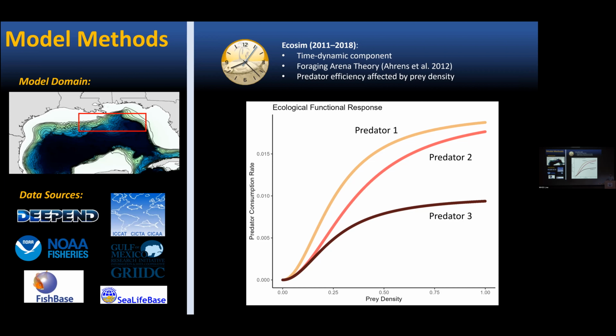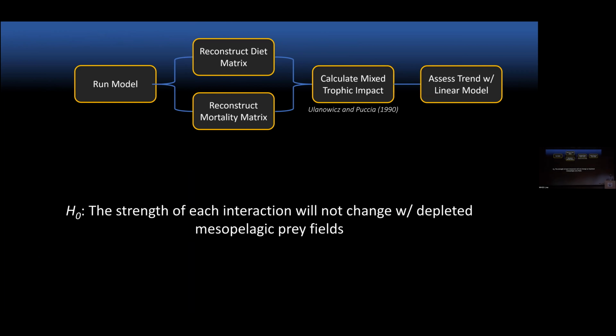Now, for our efforts, I forced the mesopelagic micronekton groups to decline to the level at which we saw in our field-derived data. And my main objective was to explore how this decline would influence individual trophic interactions. So to test this, I adapted a network analysis technique called mixed trophic impact, which quantifies the relative top-down and bottom-up impacts that each functional group has on each other, including all of your fisheries and indirect interactions. I took the model output and reconstructed diet and mortality matrices in order to do this analysis, and I did it at each time step so that I could assess whether or not there was a change in a particular trophic interaction over time throughout the simulation.